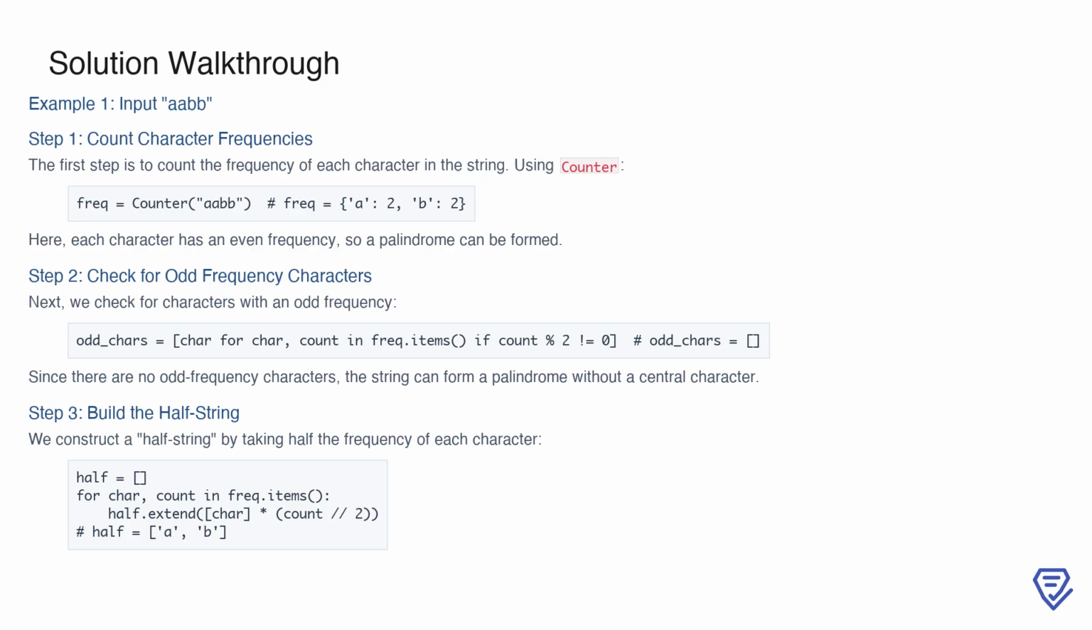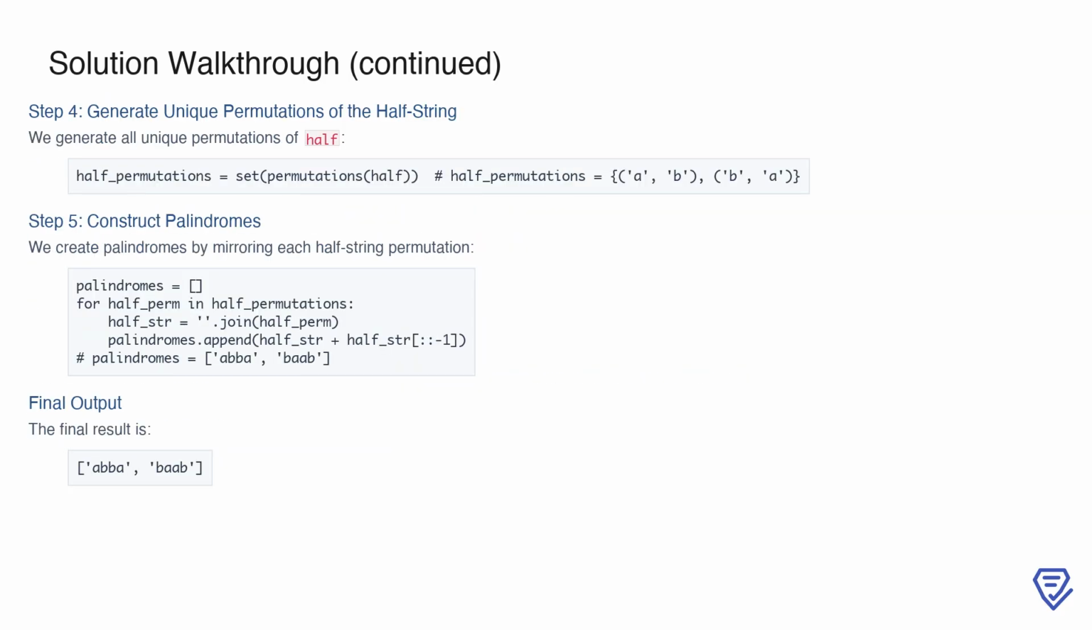This gives us the half string, a, b, which will be used to generate the unique permutations needed for the palindromes. Now that we have the half string, a, b, the next step is to generate all unique permutations of this half string. Using Python's permutations function combined with a set to eliminate duplicates, we get the unique permutations, a, b, and b, a. Once we have these permutations, we can construct the full palindromes by mirroring each permutation.